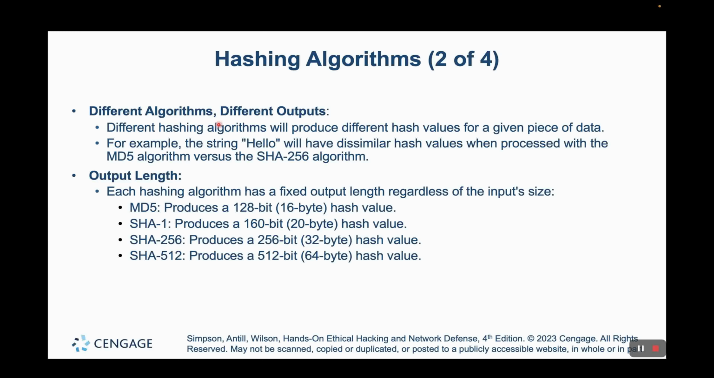Okay, so different algorithms mean different outputs. Different hashing algorithms will produce different hash values for a given piece of data. Like hello, using MD5 will be different than the SHA-256 algorithm, as I showed you before. Now, the output length also depends on the type of hashing algorithm you're using. MD5 is 128-bit. SHA-1 produces 160-bit. SHA-256 produces 256-bit. And SHA-512 produces 512-bit.